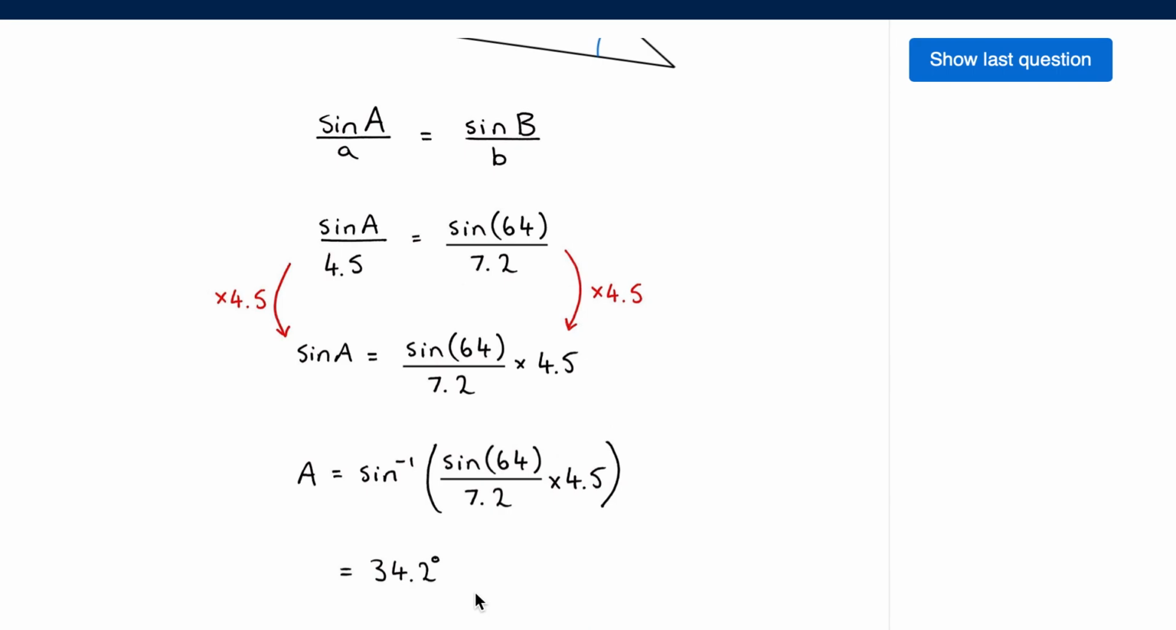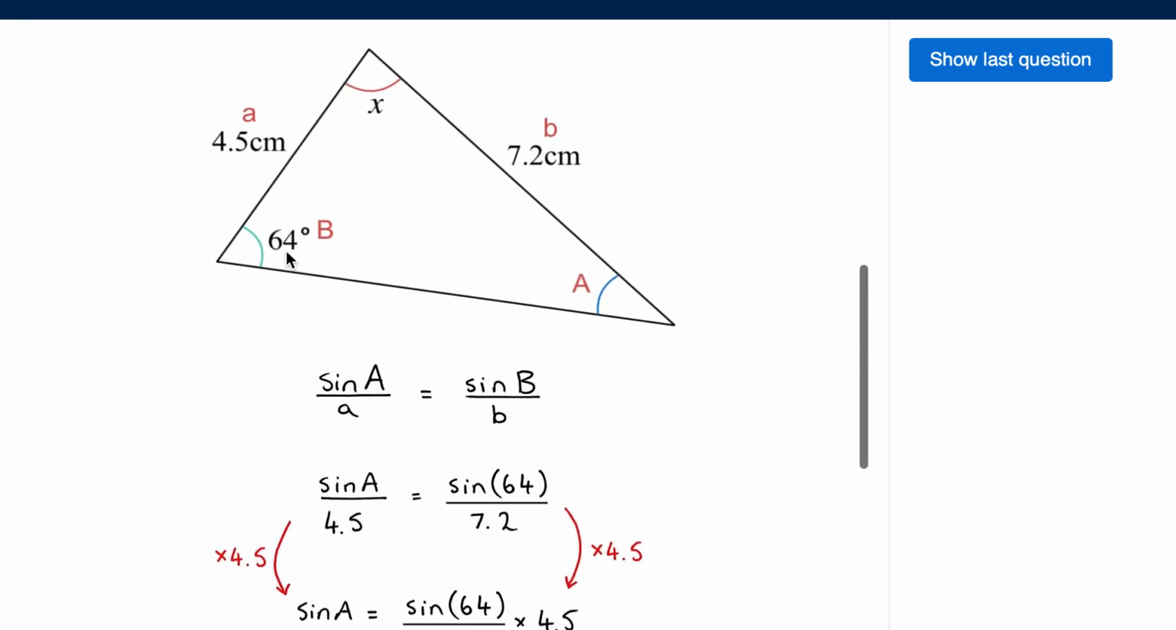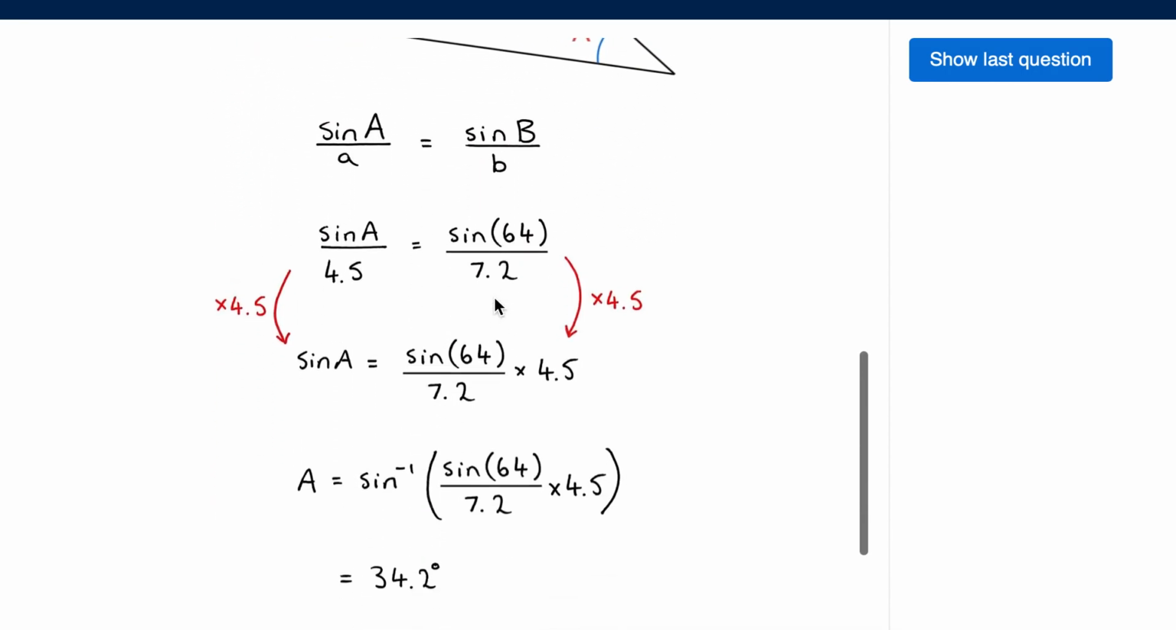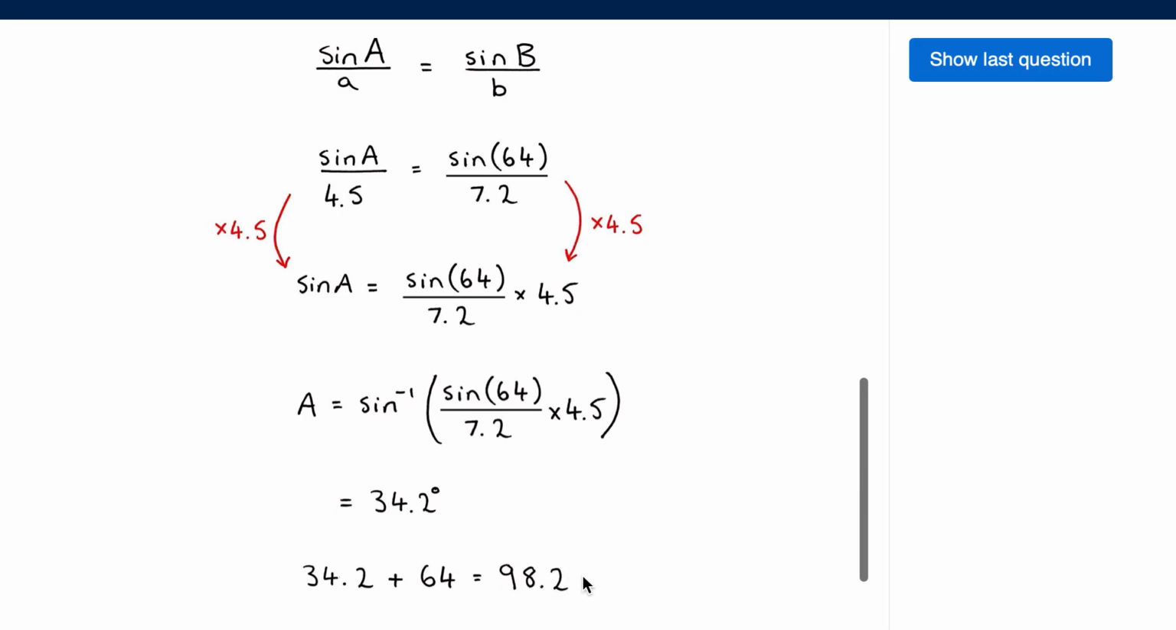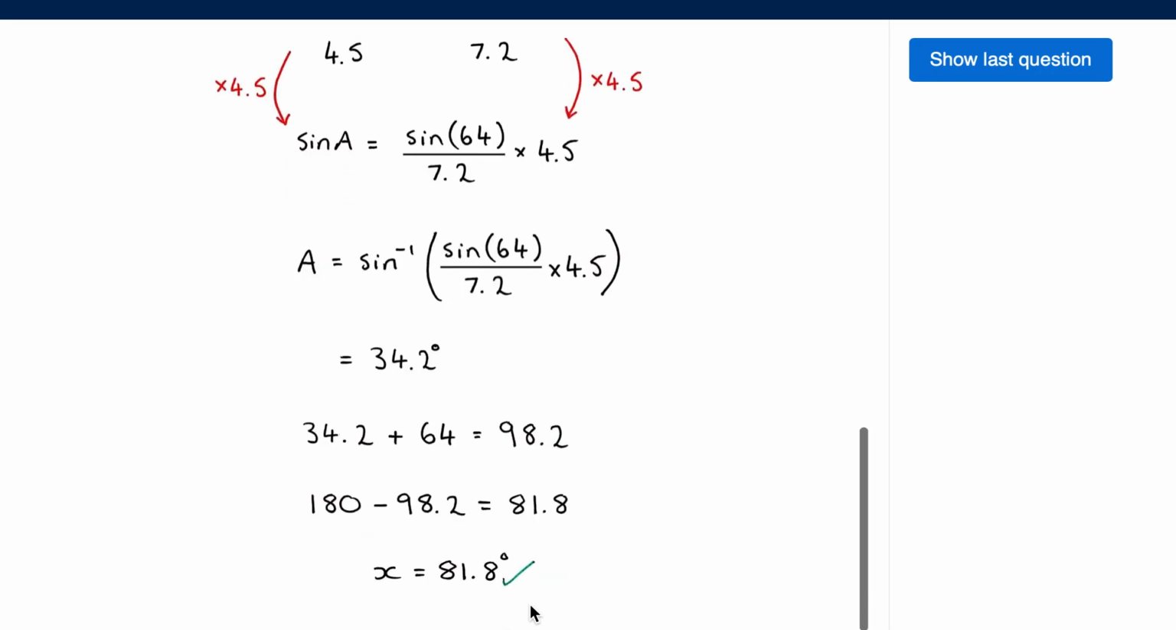Right, now to find x, we just subtract from 180. So 34.2 plus 64, which was the angle here at B, is equal to 98.2. And 180 minus 98.2 is equal to 81.8, which is our angle correct to 3 significant figures.